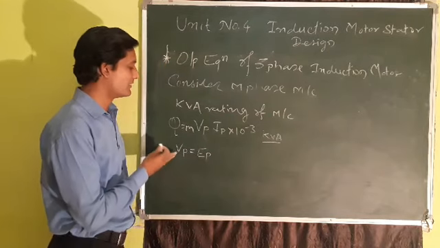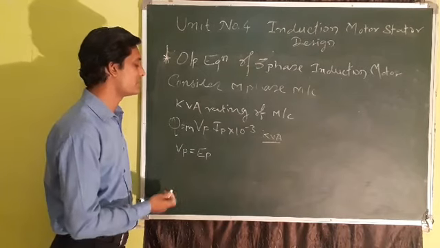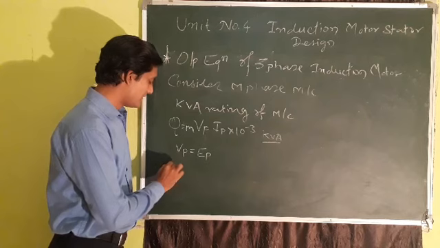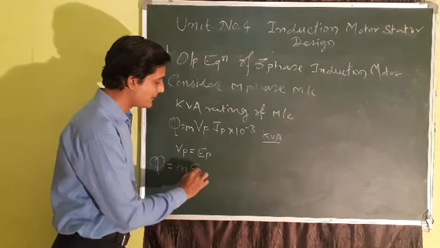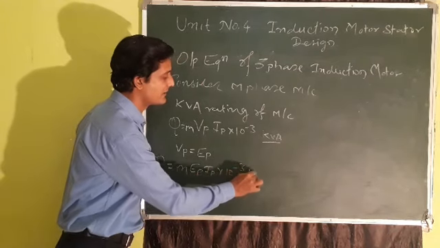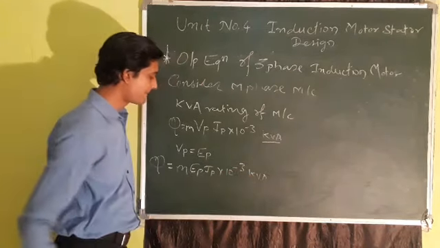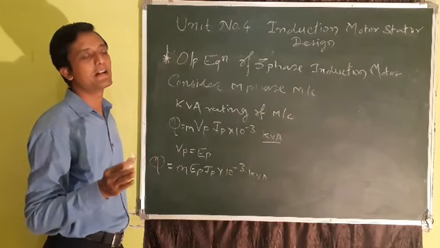We know that voltage per phase, or EMF per phase, so Vp is nothing but equal to Ep. And this equation may be written as Q = m into Ep into Ip into 10 raised to power minus 3 kVA. Now this Ep, we know the EMF equation of a transformer.